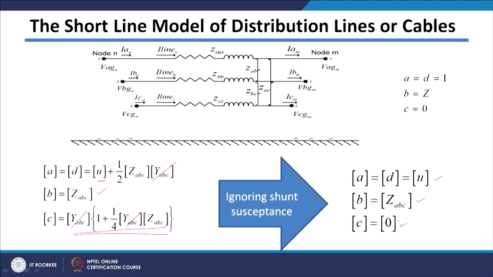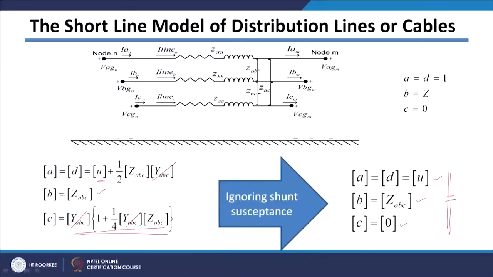And as I told you, for most applications of the distribution line, this short line model is sufficient to model the feeders as well as the distribution line. However, if the length of the distribution feeder is longer, in that case we need to go for the pi model for accurate calculation. However, in most cases the short line model is sufficient.